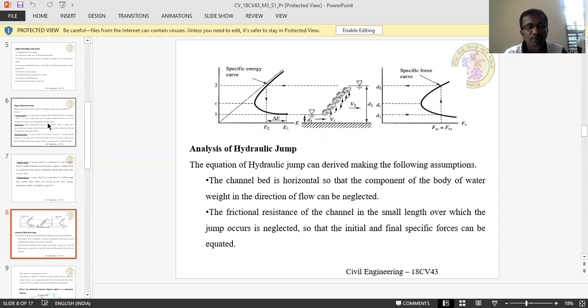Analysis of hydraulic jump. The equation of hydraulic jump can be derived making the following assumptions. The channel bed is horizontal so that the component of the weight of the water in the direction of flow can be neglected. Since the channel bed is horizontal, we are neglecting the water weight along this direction of flow. The frictional resistance of the channel is small, as the length over which the jump occurs is short, so it is neglected. Since the length of the hydraulic jump is too small, that's what is called rapidly varying flow. Therefore, we do not take the frictional resistance into consideration.